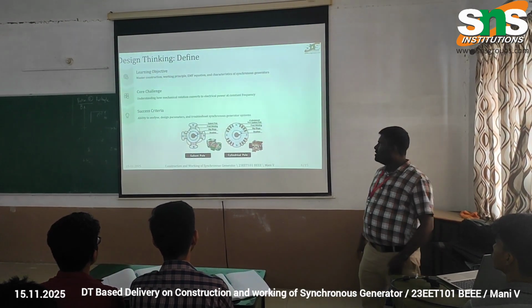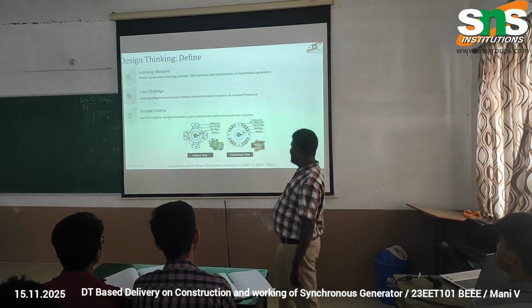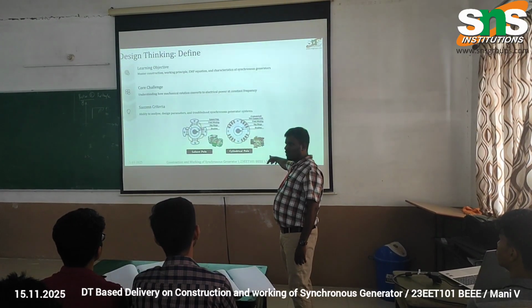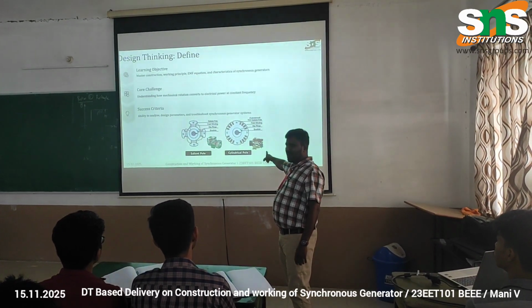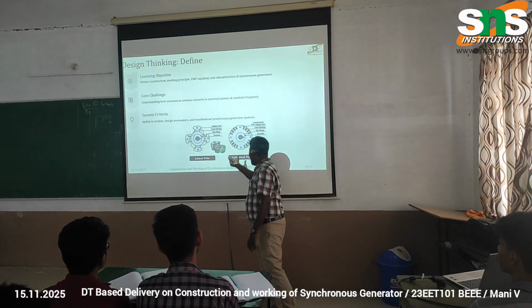Okay. So here in the define stage, there are two types of rotor. One is called the salient pole rotor, another one is non-salient pole rotor, or it will be called cylindrical pole. Now, what is the difference between the salient and non-salient?